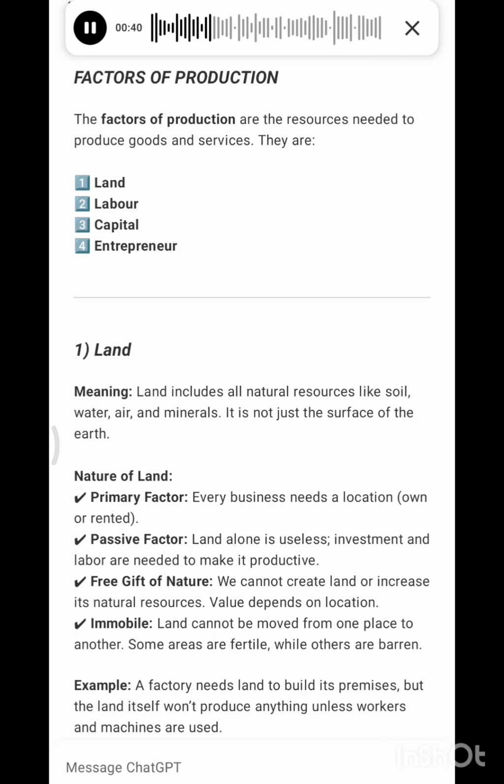Value depends on location. Immobile. Land cannot be moved from one place to another. Some areas are fertile, while others are barren. Example: a factory needs land to build its premises, but the land itself won't produce anything unless workers and machines are used.